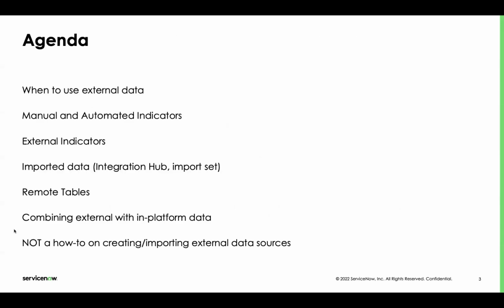Okay, our agenda for this session today: we're going to look at when to use external data from a general platform sense. We'll take a look at a few of the different external data types, so the ways you can do it. Because you can use manual and automated indicators within performance analytics. You can use external indicators also within performance analytics.